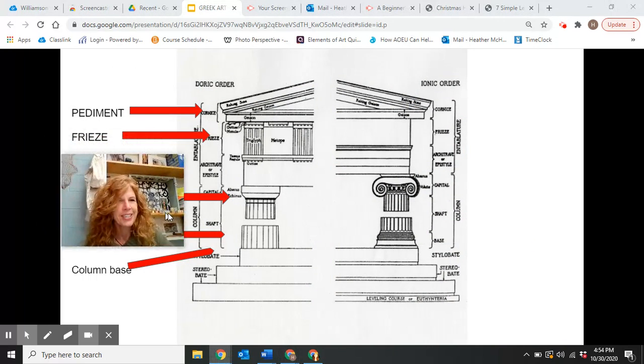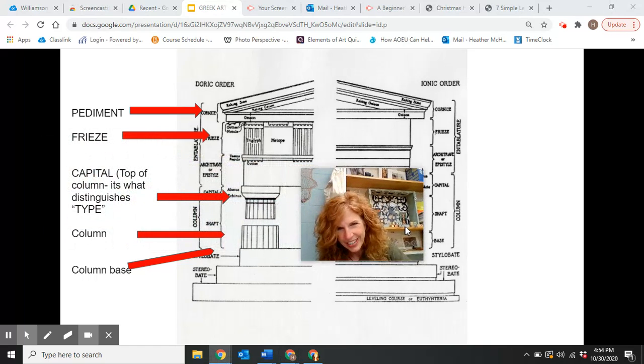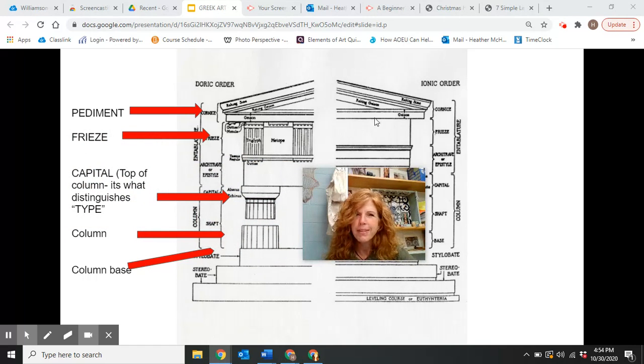Some other parts you need to know. But you need to know the pediment. That's the triangular shape full of sculpture.